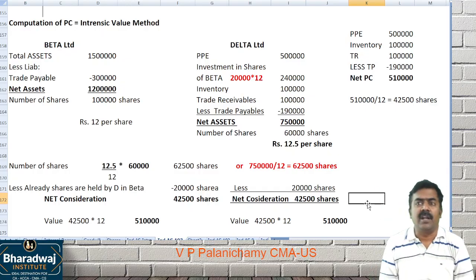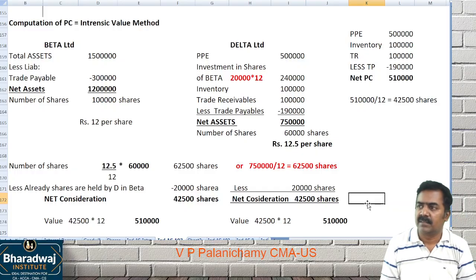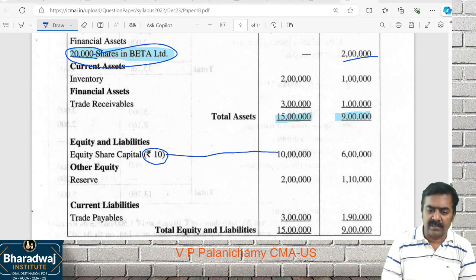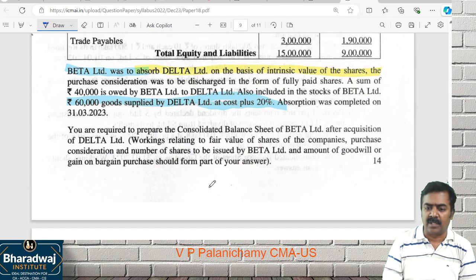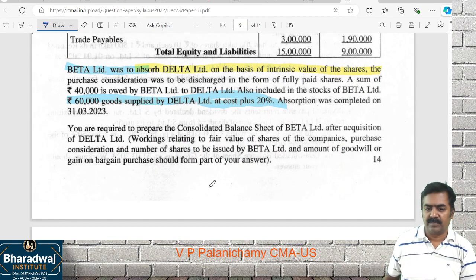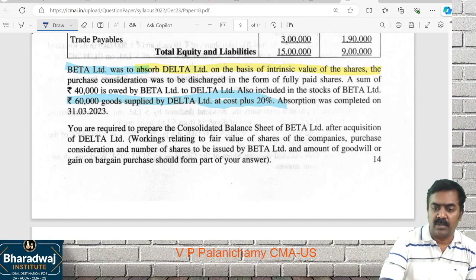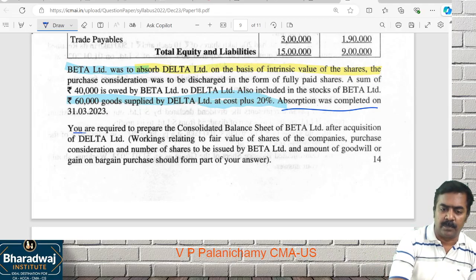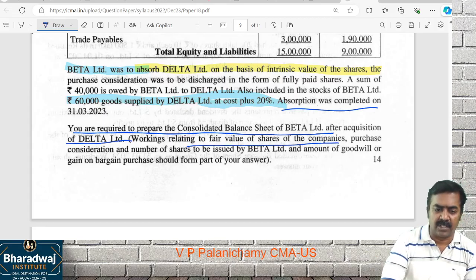Do they ask you for a journal entry or to directly prepare the balance sheet? They did not ask for a journal entry at all. If we pass a journal entry unnecessarily, it is a waste of time. Wait, sorry, one minute. They say absorption was completed. You have to prepare which one? They have asked for the balance sheet after the acquisition. They have given only workings: purchase consideration and number of shares to be issued.